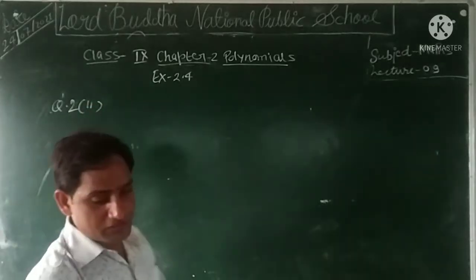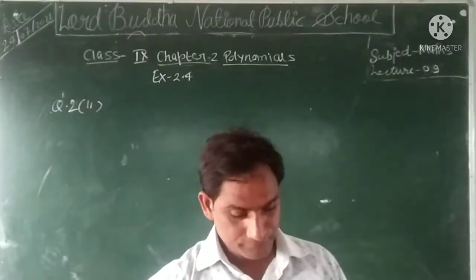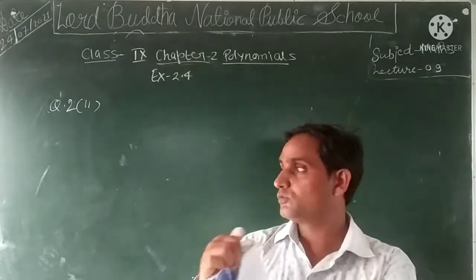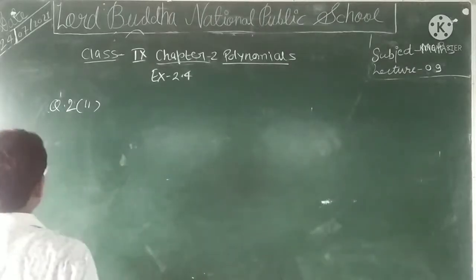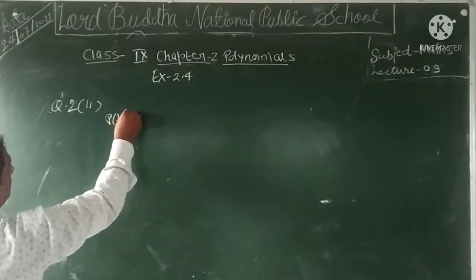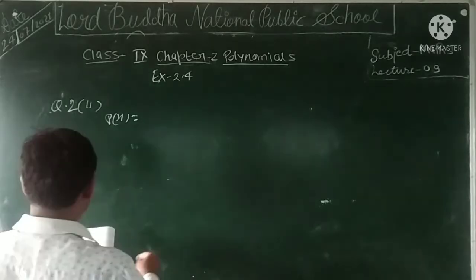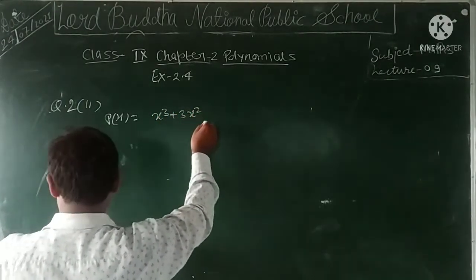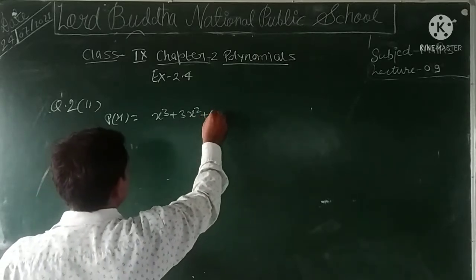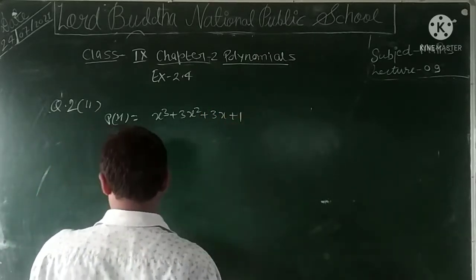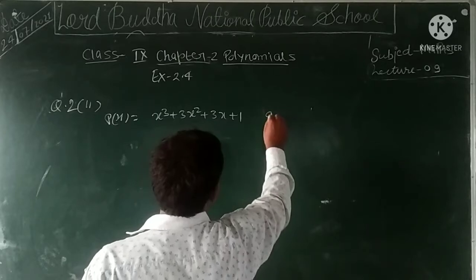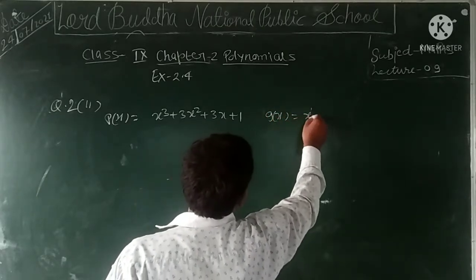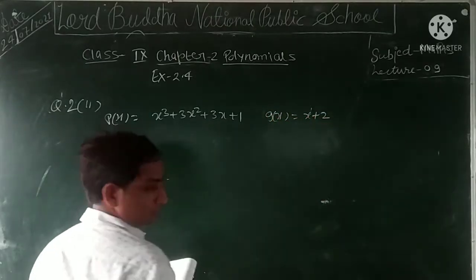The second part of this question is that p(x) equals x cube plus 3x square plus 3x plus 1, and g(x) equals x plus 2.